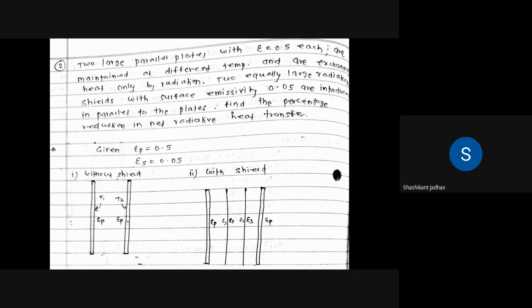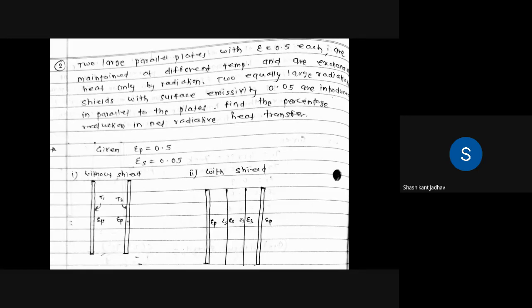In the first diagram there is no shield. Emissivity of the plate epsilon p, emissivity of the other plate epsilon p, temperature of the first plate T1, temperature of the second plate T2. The emissivity of both plates is the same, so we take epsilon p. And if we use the shields, there are two shields.